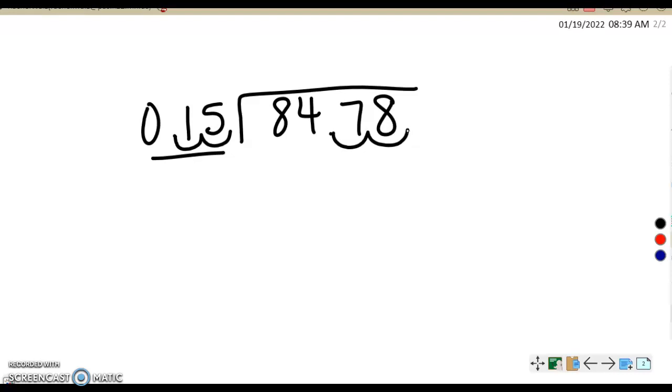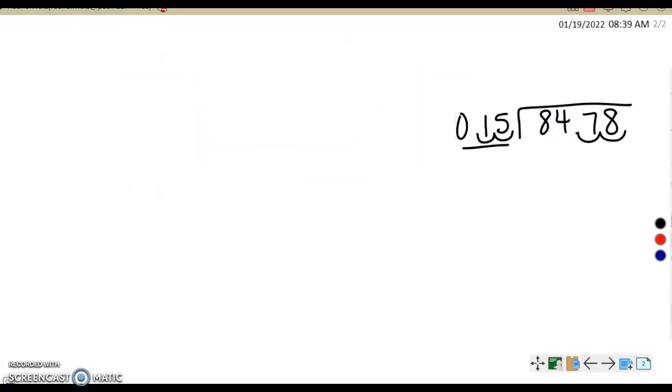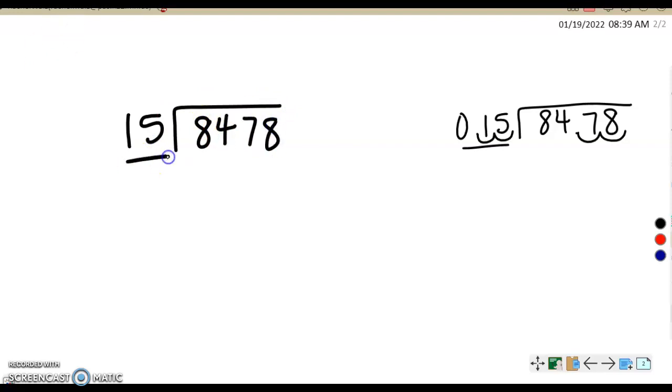So we do the same thing to the inside as we do to the outside. And so now I'll rewrite this here quick. So now, instead of this, we actually have 15 divided by 8,478. So now we have a whole number on the outside, and that's what we need. We can't have a decimal on the outside. You can have a decimal on the inside, it's not a big deal, but we can't have one on the outside. So now we can actually just continue through, because these are two whole numbers.